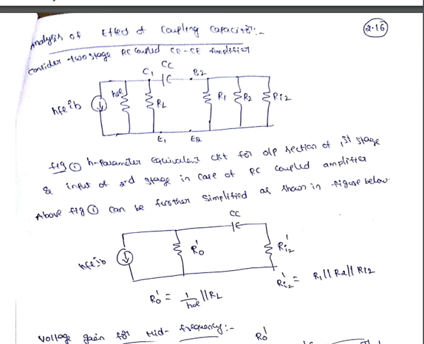Here the coupling capacitor CC is represented like this. This is the coupling capacitor, and this shows the output of the first stage, and this represents the input of the second stage. So this figure is again simplified. In the simplified model, we can consider hoe in parallel with RL. This parallel combination we can take as R0 dash, and CC, and the parallel combination of the input resistors R1, R2 and RI2, let us take as RI2 dash. So this is a simplified diagram of the one considered above.